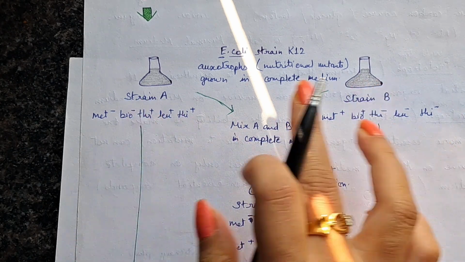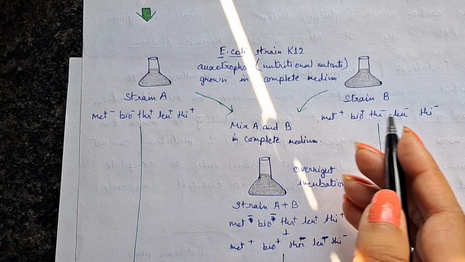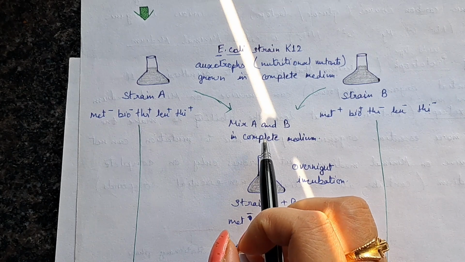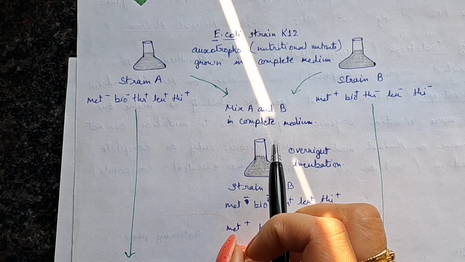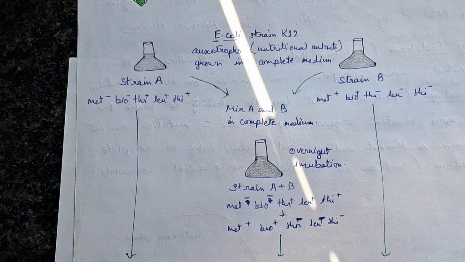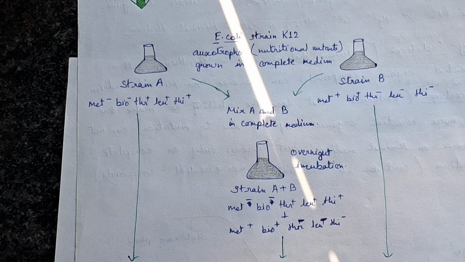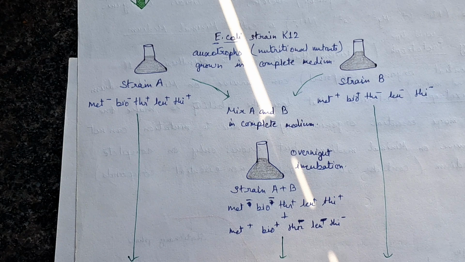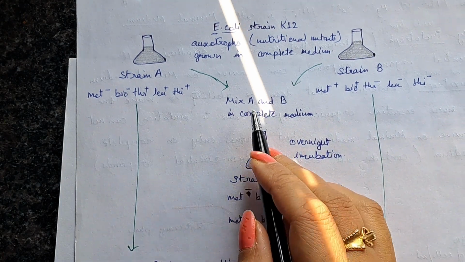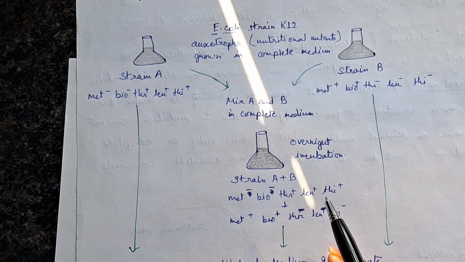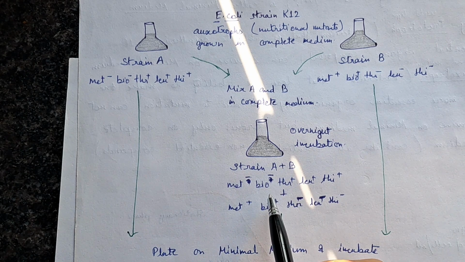Both of them are auxotrophs because they are nutritional mutants, as they cannot make certain things. Now we take these two, strain A and strain B, mix them, and put them into complete media. Complete media obviously contains everything; it is not minimal. The first one I was talking about previously was minimal media, where only those things that are very essential are given as food, because the mutants cannot produce them. This one is complete media, so it contains everything. We put strain A and strain B here, mix them and keep them overnight.